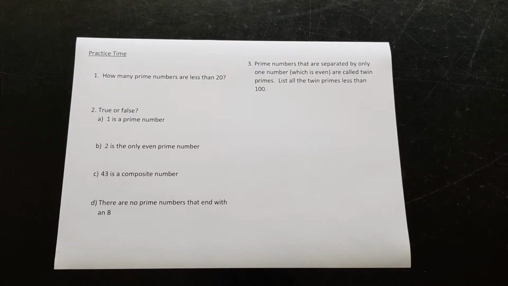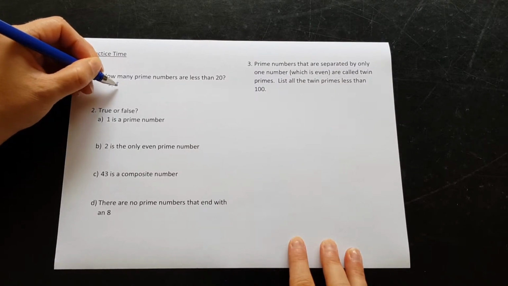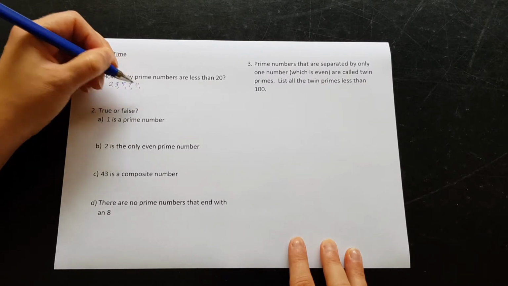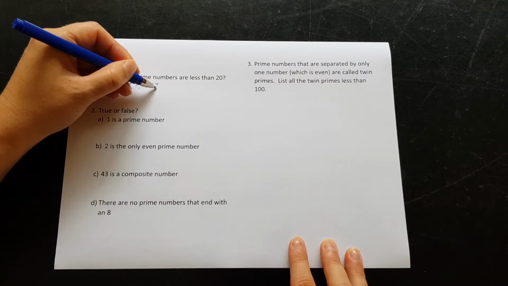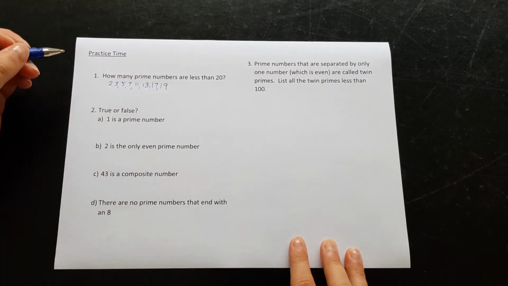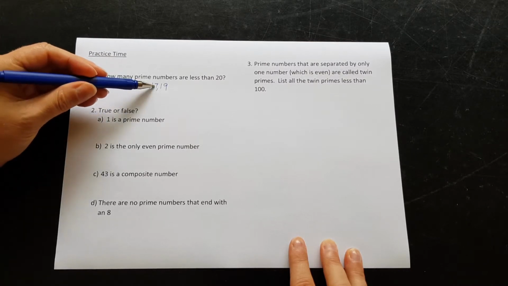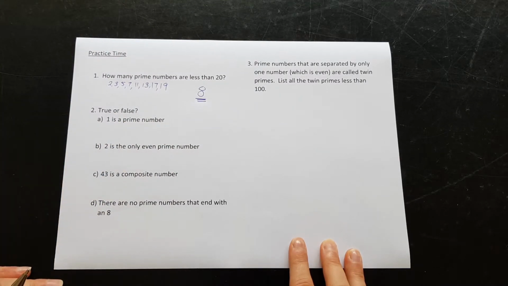So for question 1, how many prime numbers are less than 20? So if you're looking at your sieve, you will notice that 2, 3, 5, 7, 11, or you might just be listing these off if you know these numbers, 13, 17, and 19 are the prime numbers that are less than 20. So 1, 2, 3, 4, 5, 6, 7, 8. There are 8 prime numbers that are less than 20.